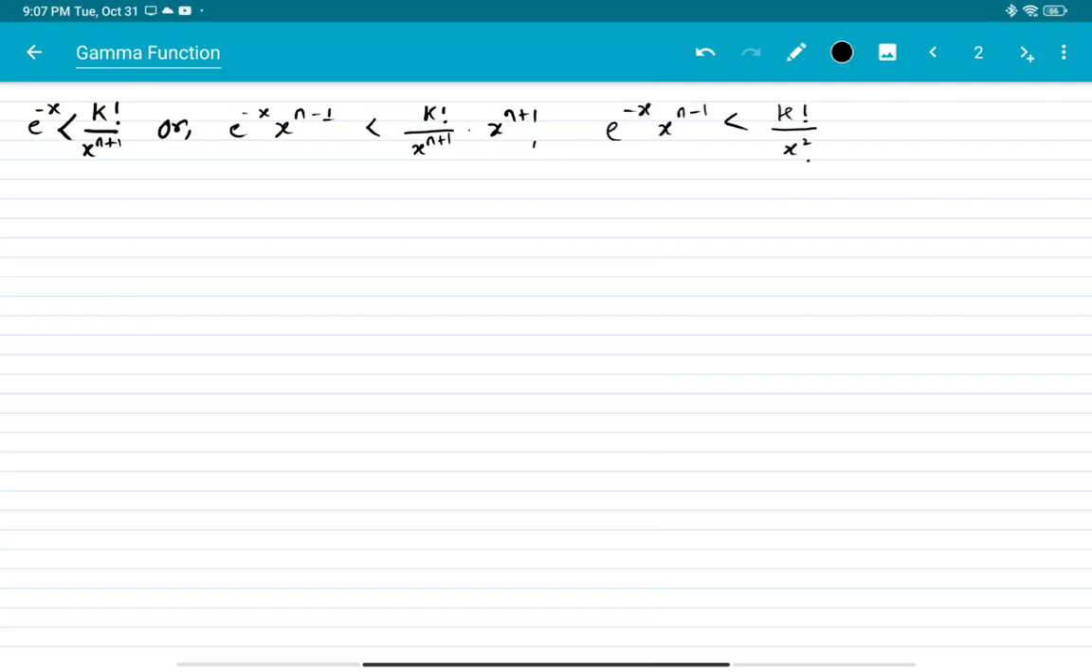So if I just take the integral from 1 to infinity of x to the power n minus 1 e to the power minus x dx, which is lesser than the integral from 1 to infinity of k factorial by x square dx, and this entire term is lesser than k factorial, which is a finite number.